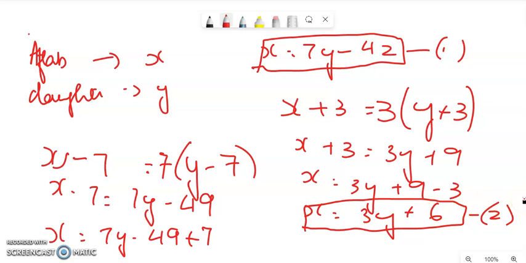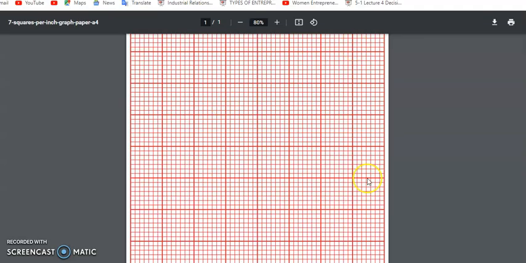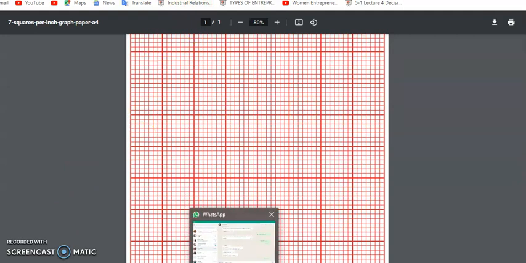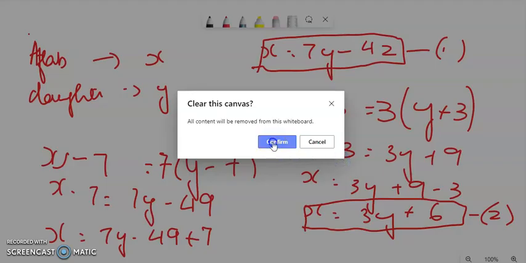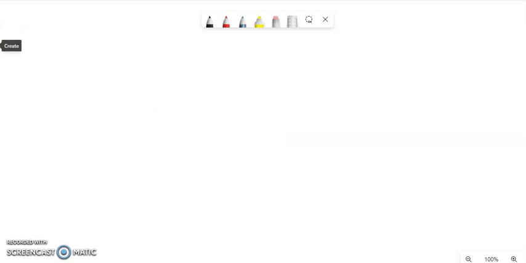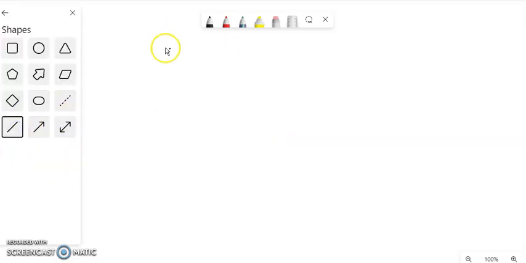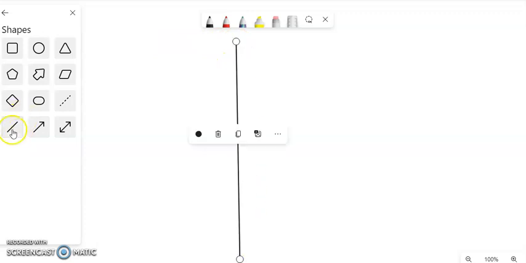Now in order to do it graphically, there are two ways. One is you will be finding a graph paper like this. Okay, you will get a graph paper like this which you can use, or you can even do it directly as I am doing it here. Like I'll clear this, and then I'll be using the graph. So this is my y-axis and x-axis.